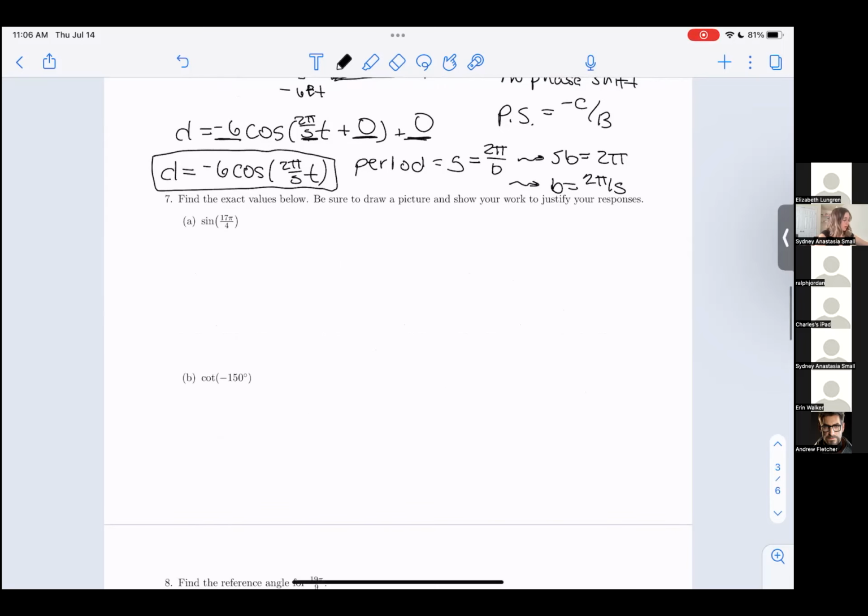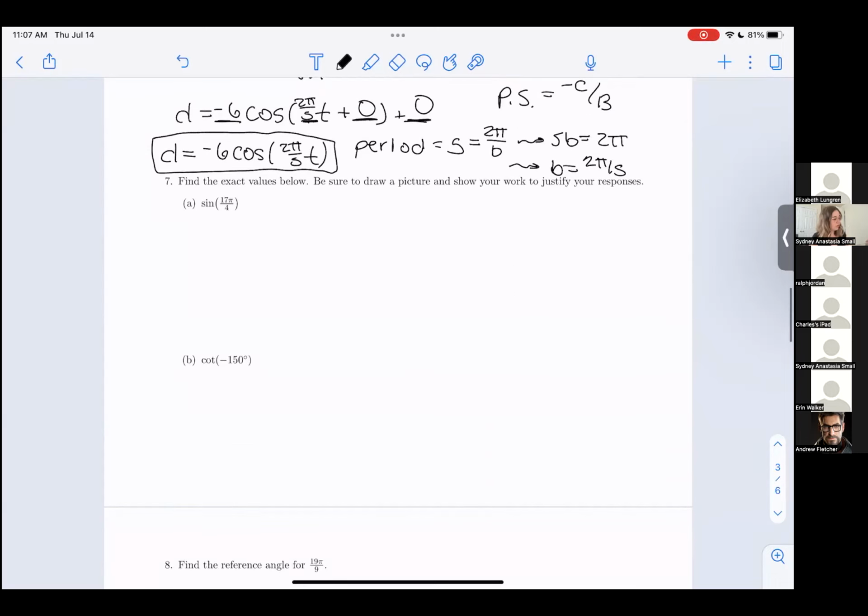This is just talking about finding the exact values of trig functions, as we'll be using a lot of information from the unit circle, and being sure to draw a picture and show your work to justify your responses. Okay, sine of 17 pi over 4. Well, we know we need to draw a picture here because this looks like something that may be familiar to us. However, 17 pi over 4 is not on the unit circle. So what I want to do is find an angle coterminal with 17 pi over 4 that may or may not be on the unit circle, which would make our lives easier.